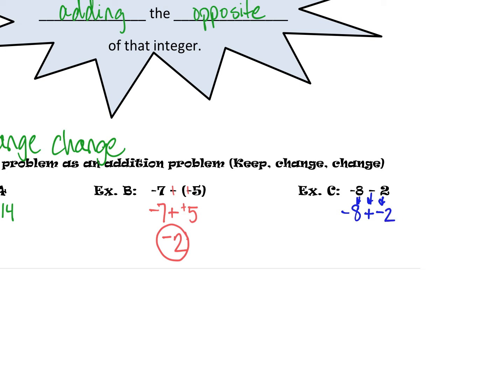And negative 8 plus negative 2, well, now we're adding two numbers that have the same sign. So we're going to combine them. We're going to get the sum and use that sign. So negative 8 plus negative 2 is negative 10.